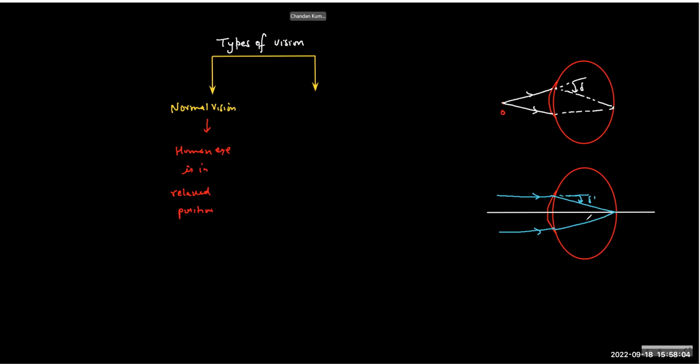So in which case does the eye lens have to bend more: when the object is kept at infinity, or when the object is kept nearby? In that case, you have to change your focal length a lot to form the image on the retina, because as I said, the screen is constant. We cannot change the position of the image. Our image must be on the retina. So the only thing you can change is the focal length of the eye. And here we need to decrease the focal length.